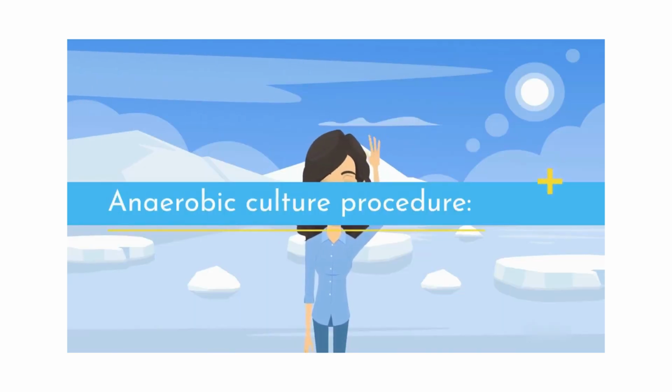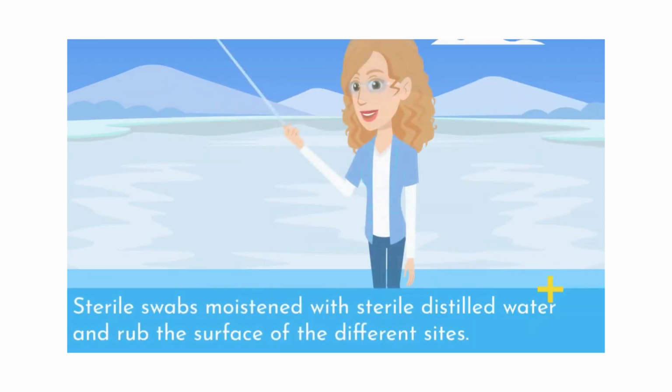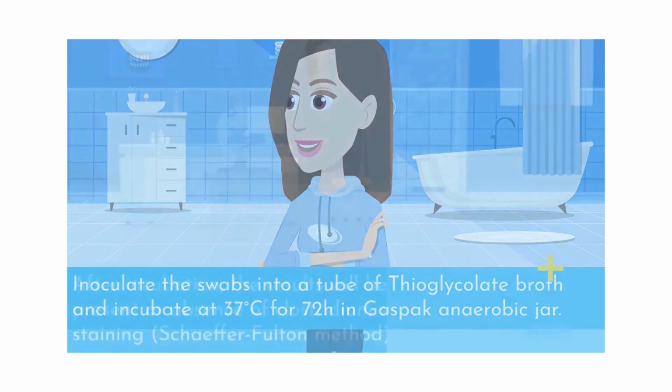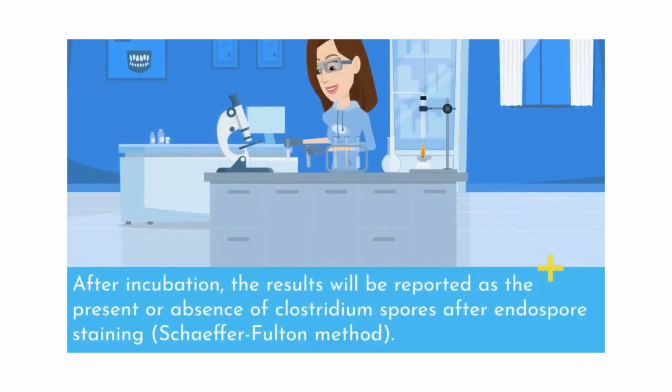Anaerobic culture procedure: sterile swabs moistened with sterile distilled water and rub the surface of the different sites. Inoculate the swabs into a tube of thioglycolate broth and incubate at 37 degrees Celsius for 72 hours in gasbox anaerobic jar. After incubation, the results will be reported as the presence or absence of Clostridium spores after endospore staining, Schaefer-Fulton method.